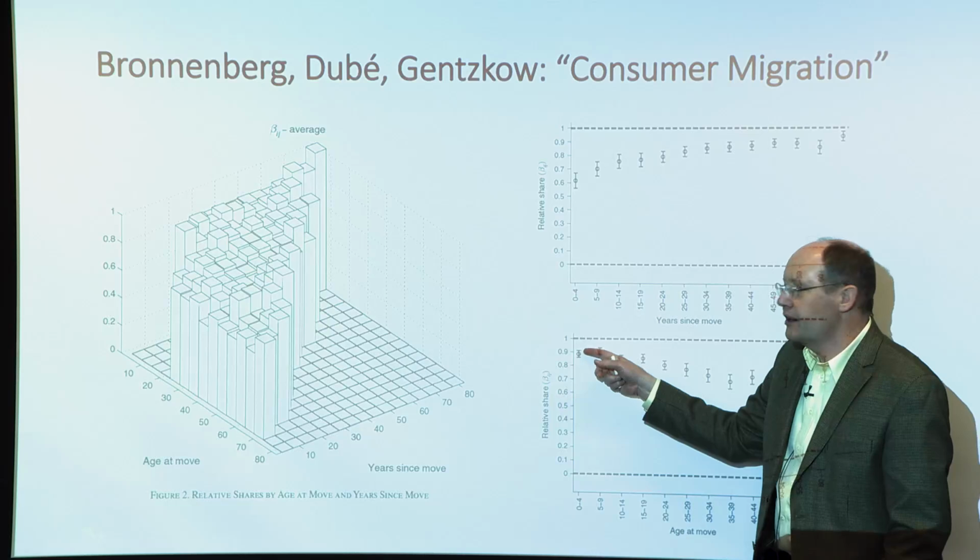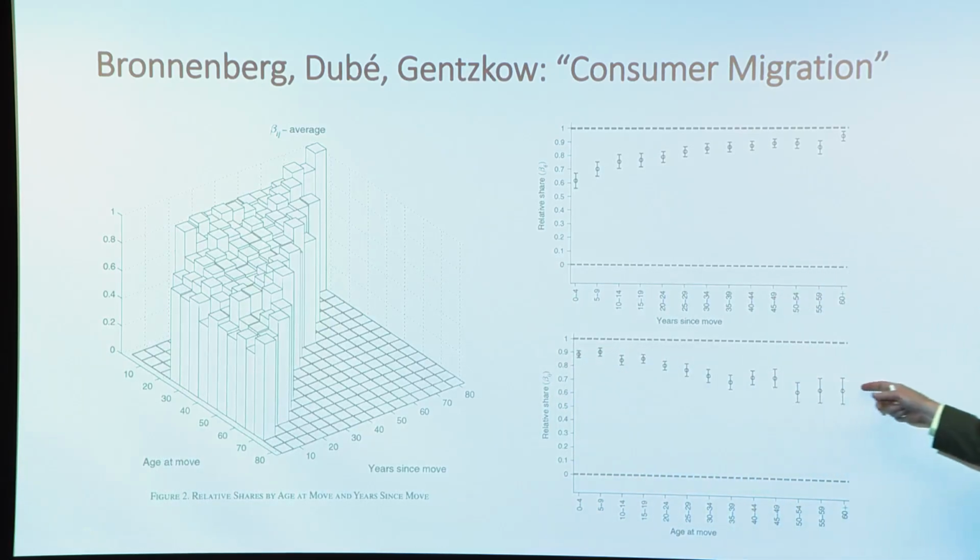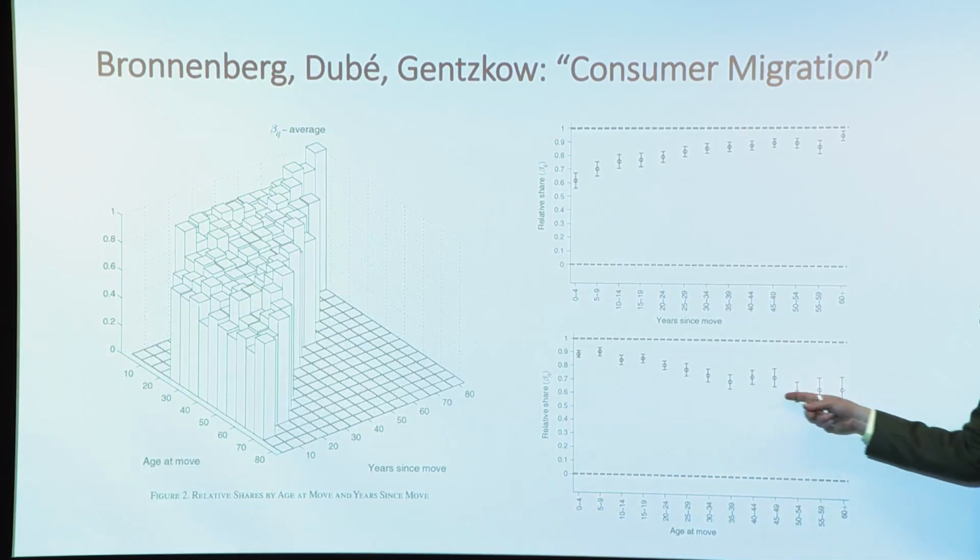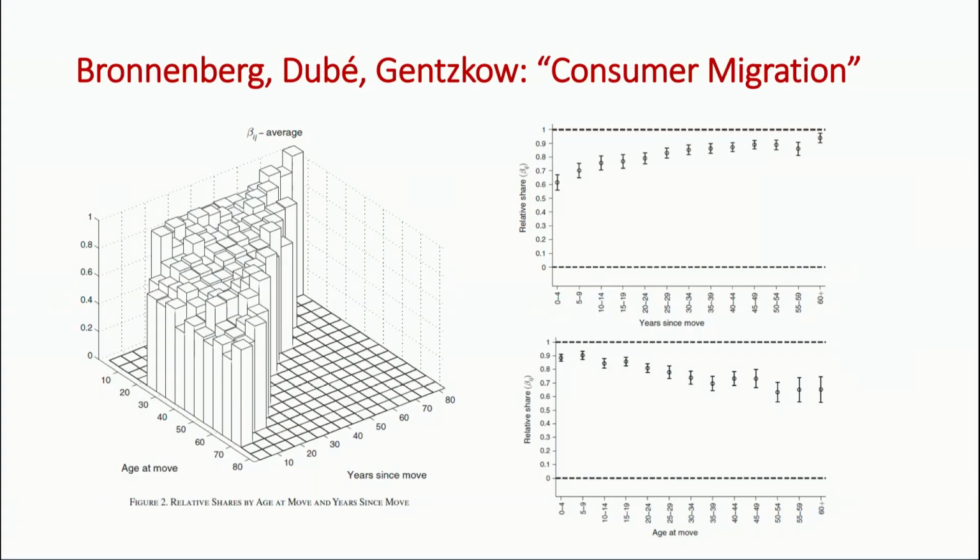So there is something that you're getting. It's only 0.9. But then it declines in the age it moves. But it states that even people who moved in their 60s, they're mostly adjusting to the new mayonnaise.